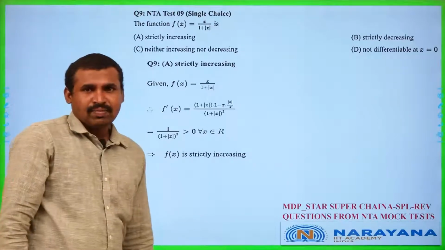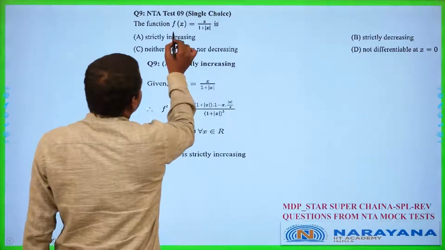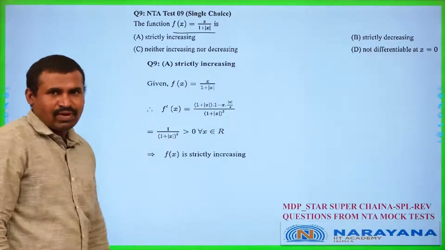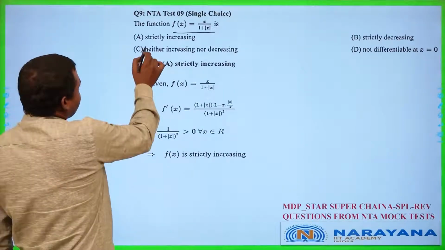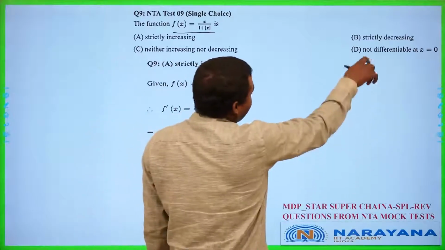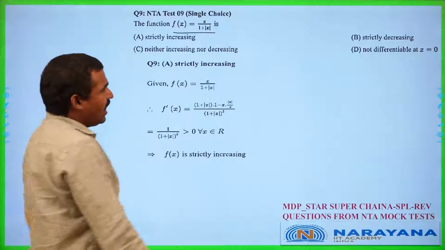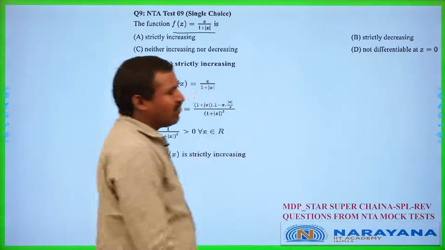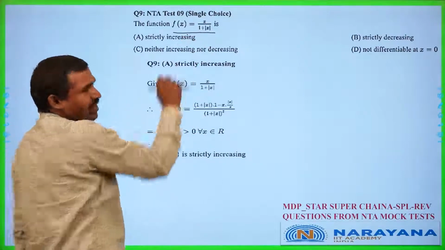The next one is f of x is equal to x by 1 plus mod x. This is the given function. The options are: option A, strictly increasing; option B, strictly decreasing; option C, neither increasing nor decreasing; and option D, not differentiable at x is equal to 0. So, here modulus is given.